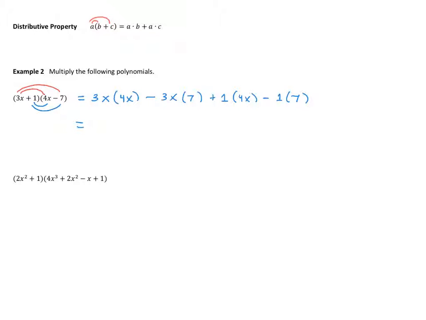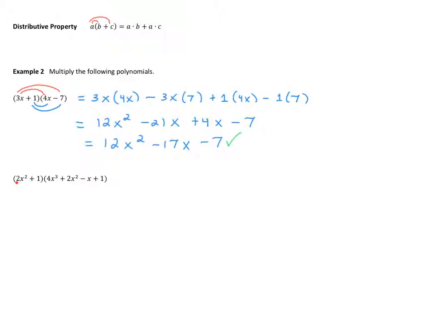So let's see, we have 3x times 4x, that's 12x squared. Then I have minus 21x. Then I have plus 4x minus 7. And the only like terms are the two middle terms. So that's 12x squared. We have a negative 21x and a plus 4x. That is negative 17x minus 7 at the end, and this is the final answer. So essentially, what you have to do is use the distributive property, but on everything that appears in this first set of parentheses. So let's try that with something just a little bit more complicated.